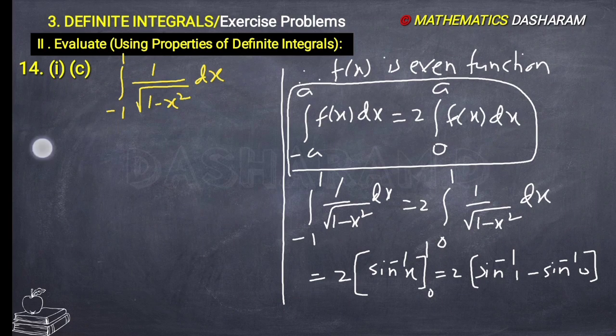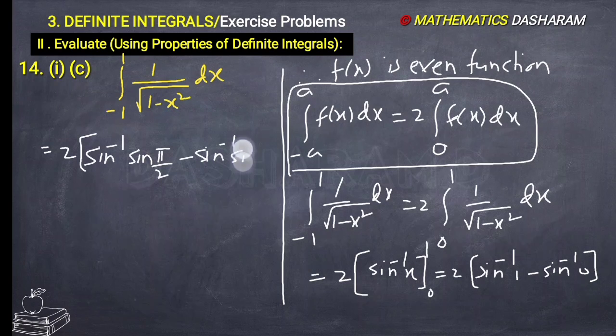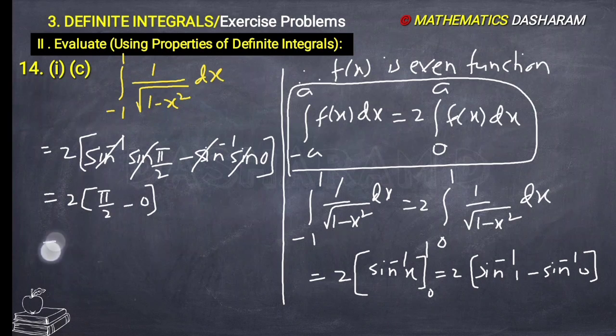So then it is equal to 2 into sine inverse 1, which can be written as sine pi by 2, minus sine inverse 0, which can be written as sine 0 degrees. So sine inverse and sine cancel: 2 bracket of pi by 2 minus 0. Then 2 into pi by 2, the 2s cancel, giving pi. This is our required answer.